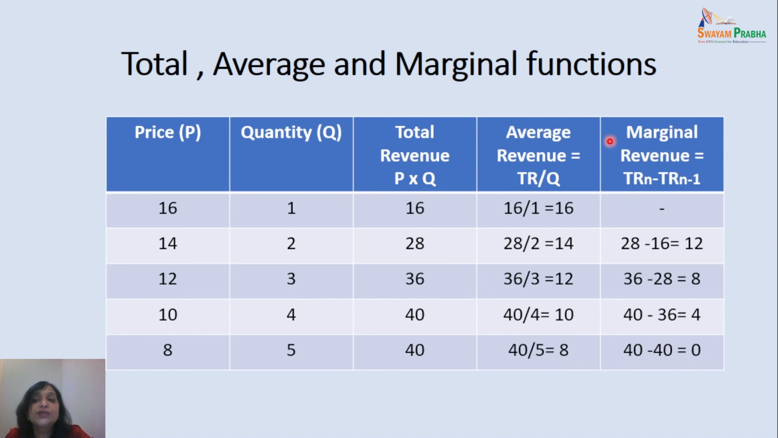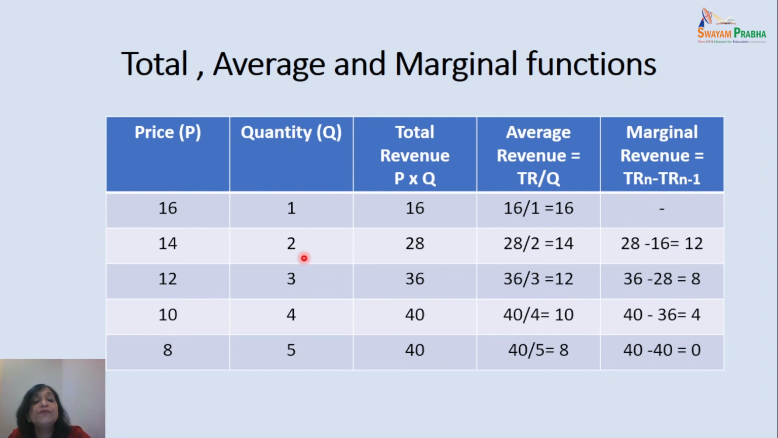Coming to the marginal revenue, what have we said? Marginal is basically measuring the change in the total because the variable factor has changed. What is the variable factor in this case? Quantity. I was earlier selling 1 unit, then 2 units, then 3 units, then 4 units and then 5 units. So every time I'm selling an extra unit, how much change it has brought to my total revenue is what is measured by the marginal revenue.